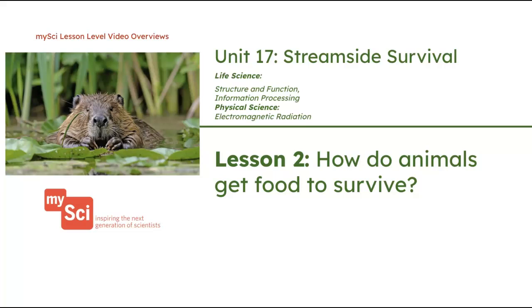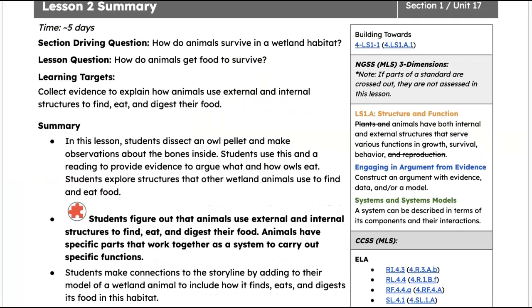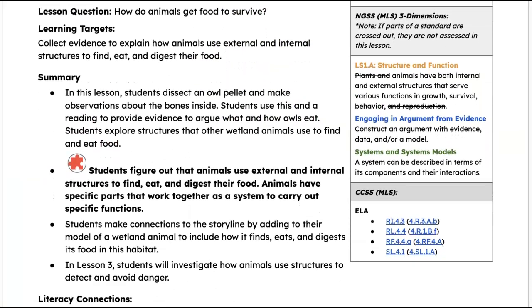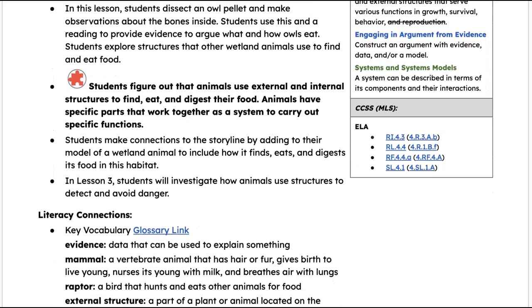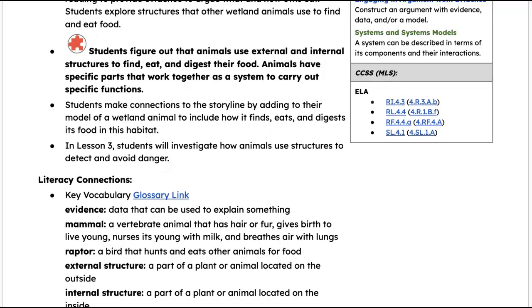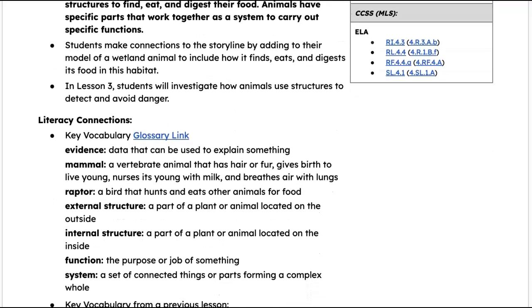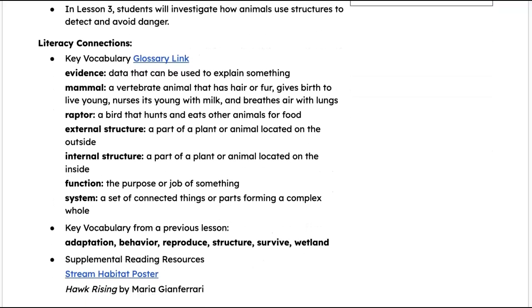Animals have specific parts that work together as a system to carry out specific functions. Students make connections to the storyline by adding to their model of a wetland animal to include how it finds, eats, and digests its food in this habitat. There are several opportunities for ELA cross-curricular connections throughout the lesson. You can look for specific standard connections in the Unit 17 Teacher Guide. This lesson will take approximately 5 days to complete.